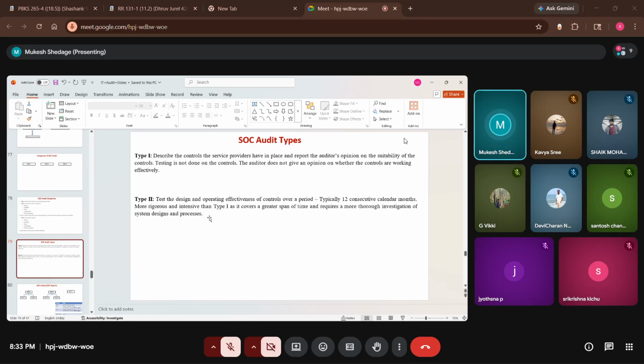In normal ITGC we call it test of design and test of effectiveness. In SOC you will call it type 1 and type 2. Understood the difference? Yes, sir. Okay.